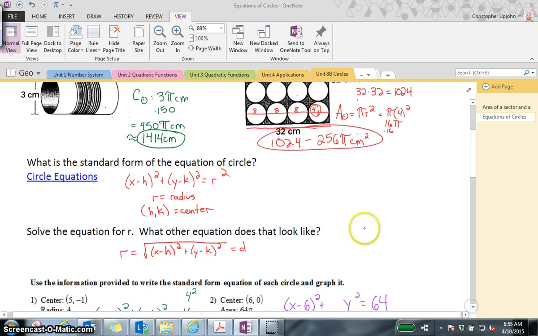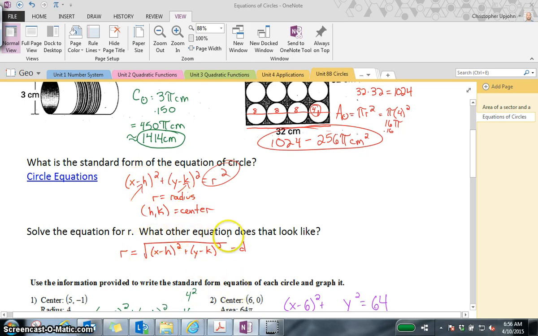Then we get into the new stuff. Circle equations. (x minus h) squared plus (y minus k) squared equals r squared, where r is our radius. So this is always going to be something squared. So if we want the radius of a circle, we need to take the square root. And our center is h comma k, the second point. And it's the opposite because it's minus.